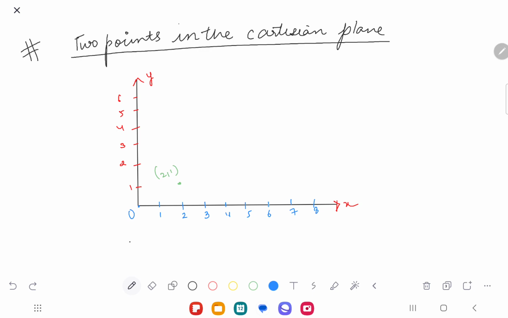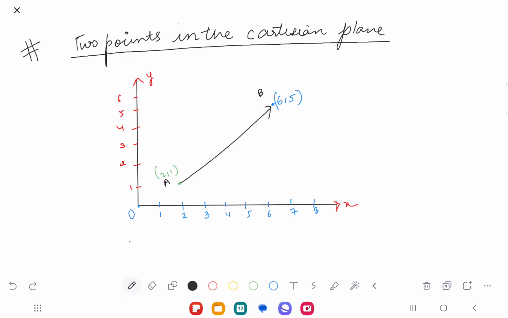And then I have another point which is, let's suppose, 6 comma 5. Alright. I want to know, the starting point of somebody is A and some person is moving from A to B. I want to know what this vector AB shall be called.